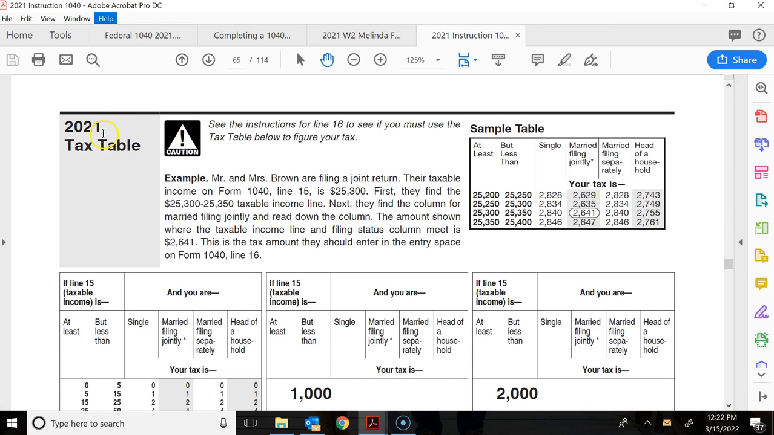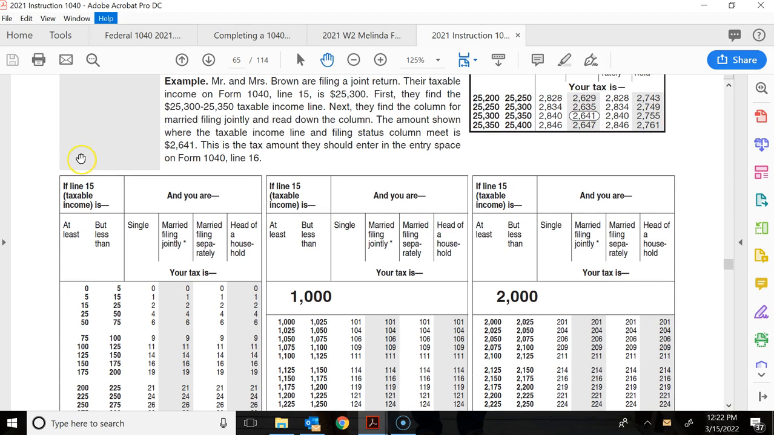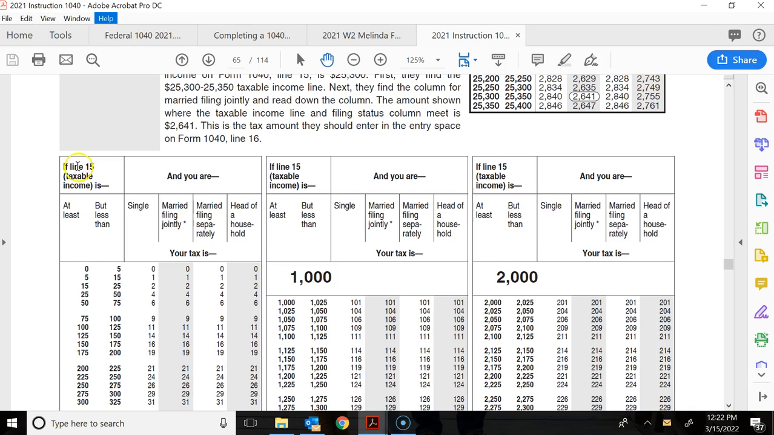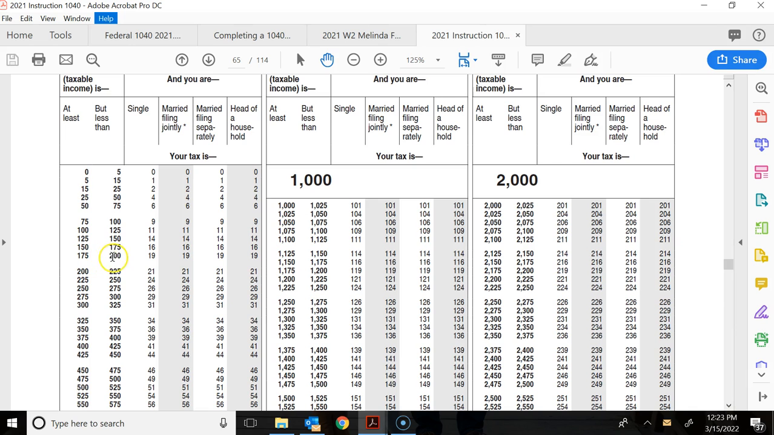So at the tax table, you find when your number is within the range. So for example, for this 191, if line 15, which is taxable income, is at least the number in this row, but less than the number in this row, then you go with the first one because we are single. So for 191, that falls between the number 175 and 200. So the number we're using is 19.